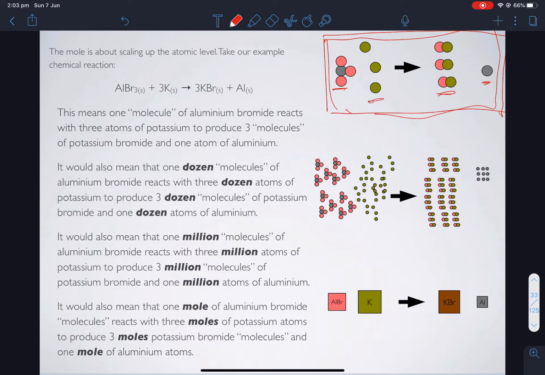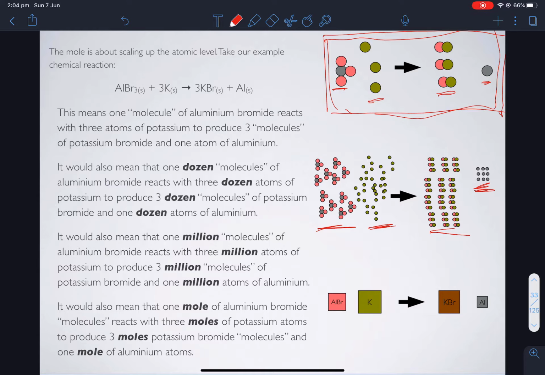Alright, so what I can say is the same ratio occurs if I've got a dozen molecules of aluminium bromide, or a dozen units of aluminium bromide, going to react with 3 dozen atoms of potassium. And what's left over when it's done is 3 dozen of those base units of potassium bromide and 1 dozen units of aluminium. So all we've done is multiplied the ratio, and we've just got a lot more, but it's the same reacting ratio. But now we're talking about dozens.